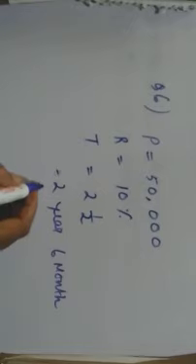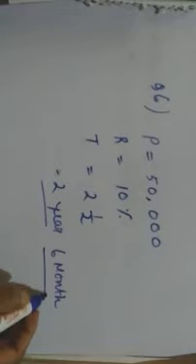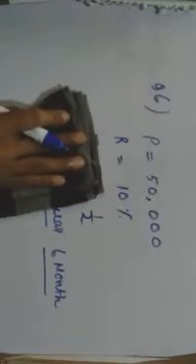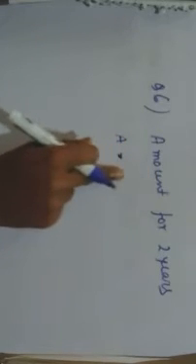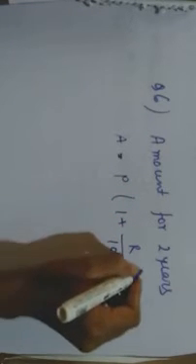Now I will show you. Here we cannot calculate directly for 2 years and 6 months. So first I will calculate the amount for 2 years and the simple interest for 6 months, step by step. So first you calculate the amount for 2 years. Amount formula: P bracket 1 plus R by 100 power n.